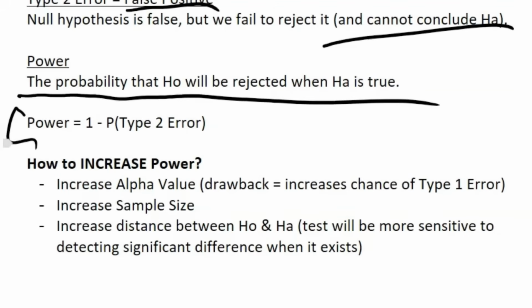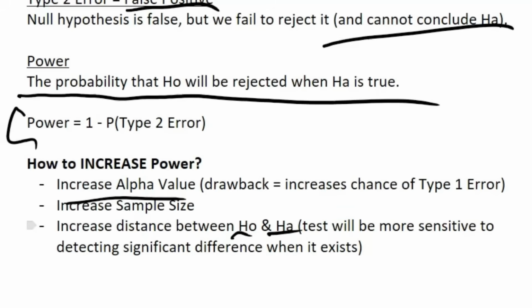And then how do you increase power? There's three main ways. You can either increase the alpha value, but it also has that drawback of increasing type 1 error, like we talked about before. You can increase the sample size, or you can increase the distance between your null and your alternative hypothesis value, okay? So if you do that, then the test is going to be more sensitive to large changes, and it's going to detect a significance if there is a difference, right?